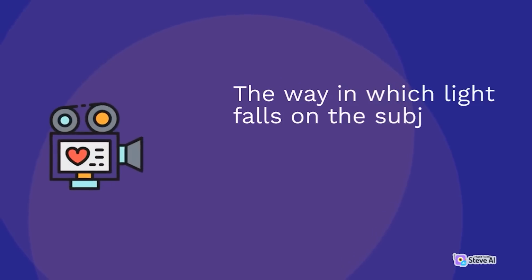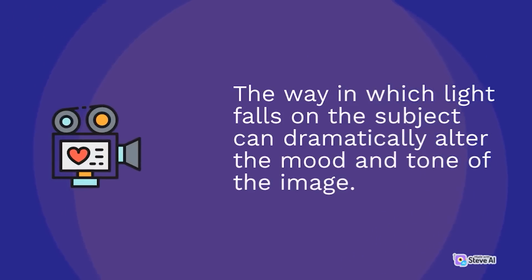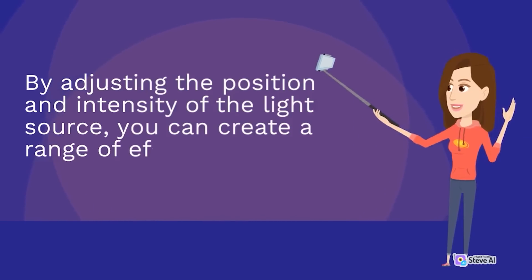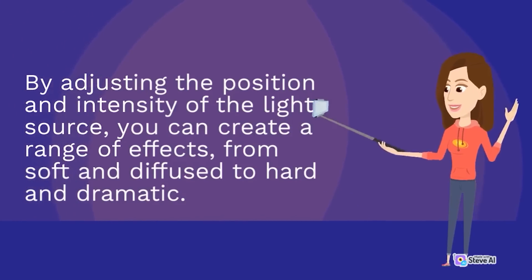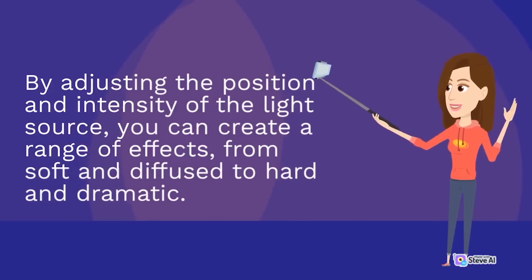The way in which light falls on the subject can dramatically alter the mood and tone of the image. By adjusting the position and intensity of the light source, you can create a range of effects, from soft and diffused to hard and dramatic.